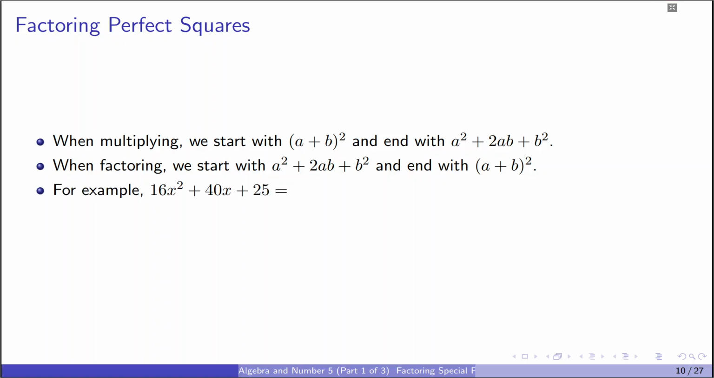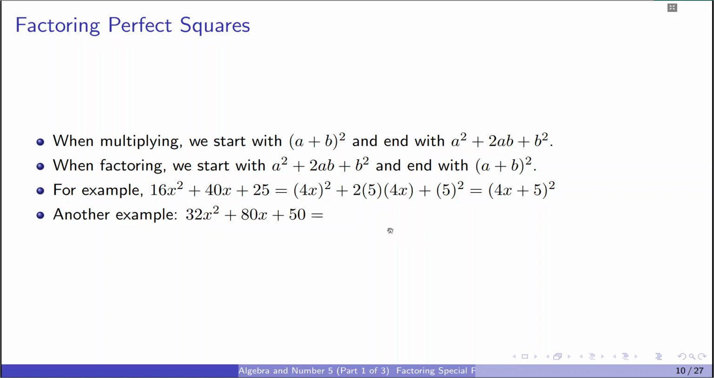So if we have 16x squared plus 40x plus 25, we can check if it fits the pattern. We're starting with a 4x squared, so a would be 4x. We end with a 25. That's a perfect square. B would be 5. We ask ourselves, does that middle term fit the pattern? 2 times 4x times 5, does that make 40? And it does. So we have our pattern, and it turns into 4x plus 5 all squared.